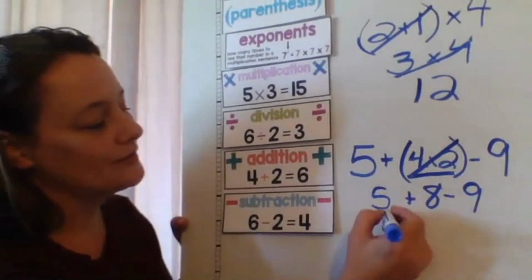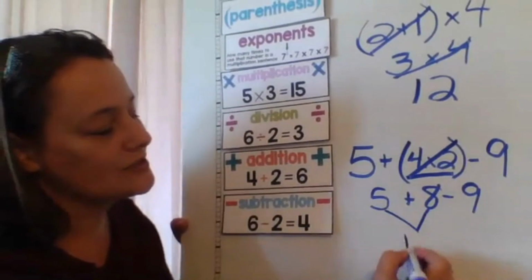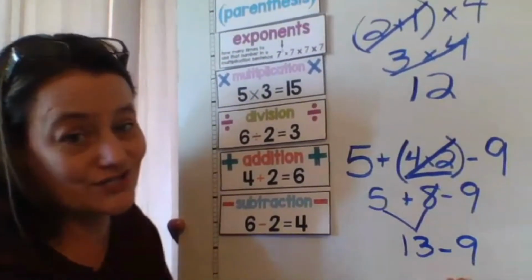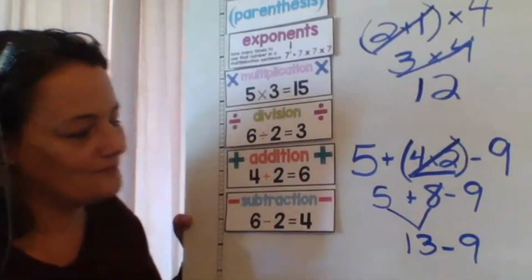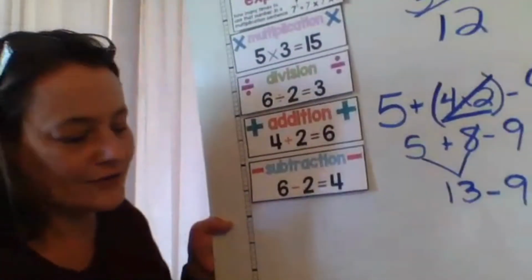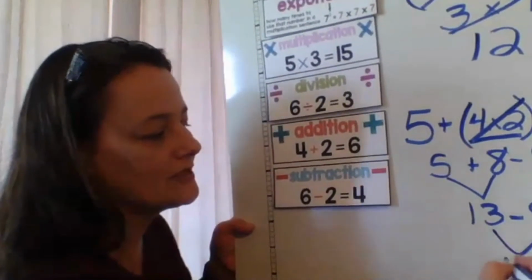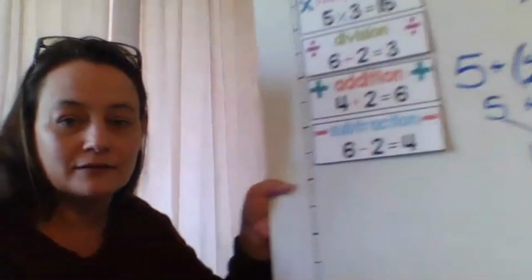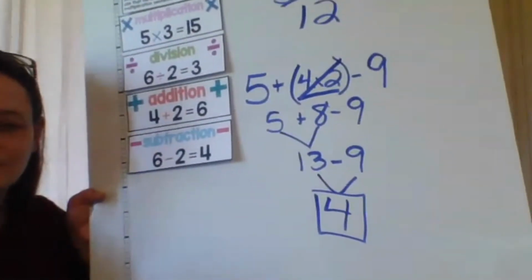So I do 5 plus 8, which is 13. Okay. I went ahead and rewrote the rest of my equation just so I can keep in line like that. Then I have 13 minus 9, which is 4. So my answer to that one is 4.